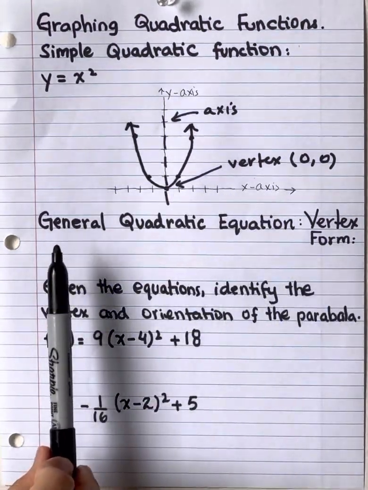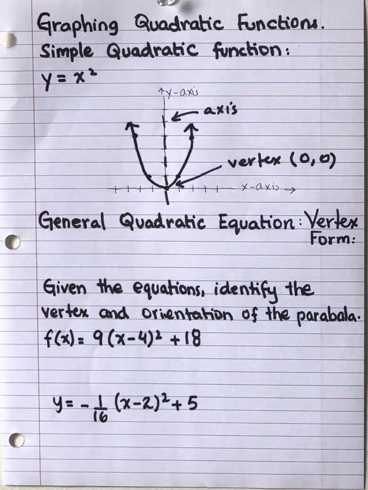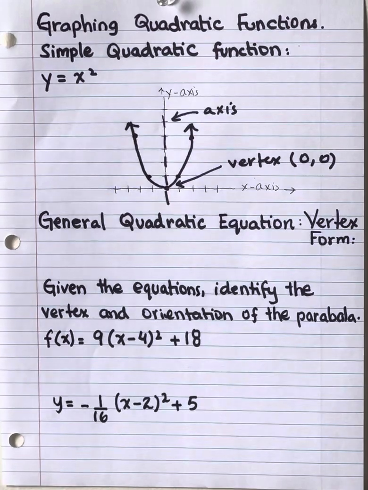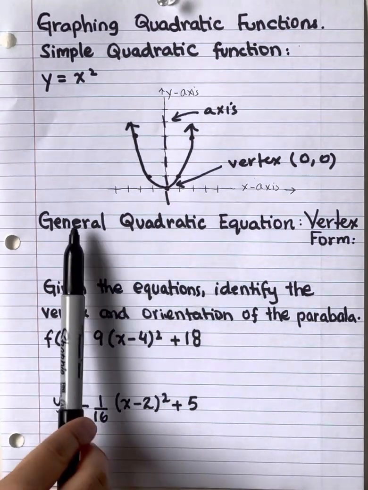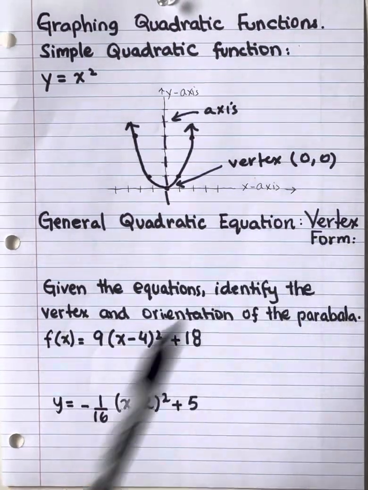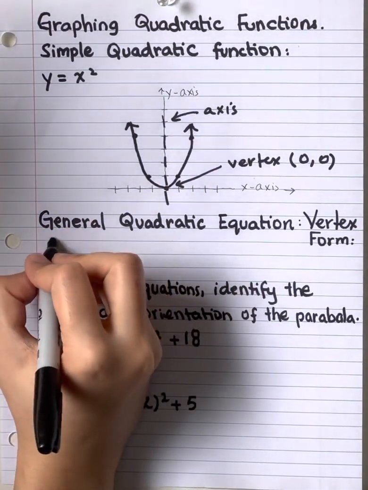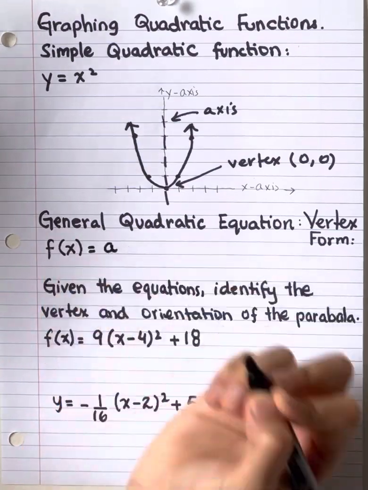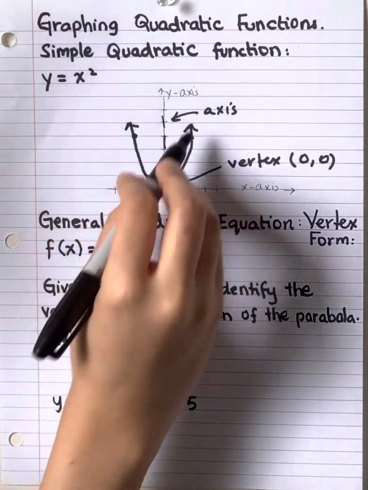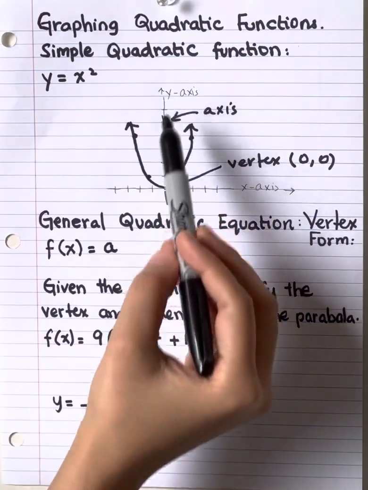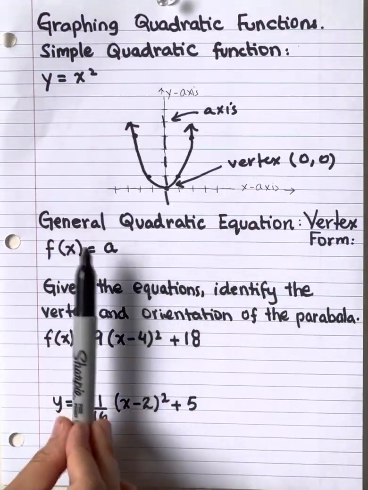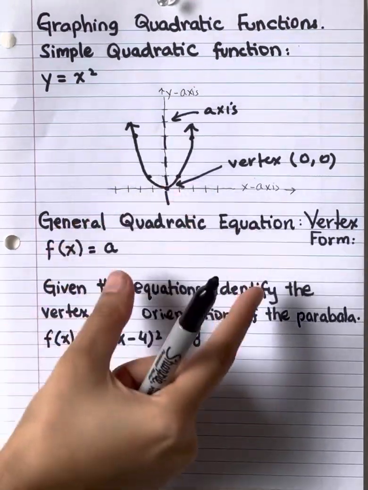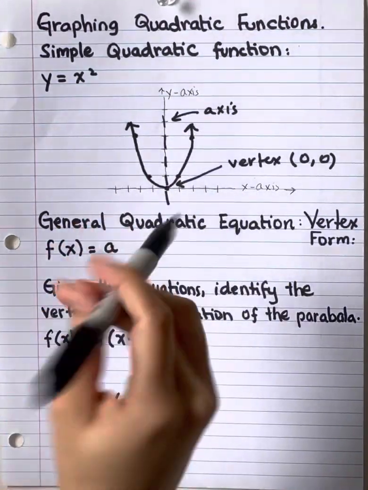Now we're going to find out what happens when it gets complex, our equation also gets a little complex. So a general quadratic equation, or vertex form, looks like this: f of x is equal to a. A tells us the orientation of our parabola, if it's facing upwards or if it's facing downwards. It also narrows or widens our parabola curve.